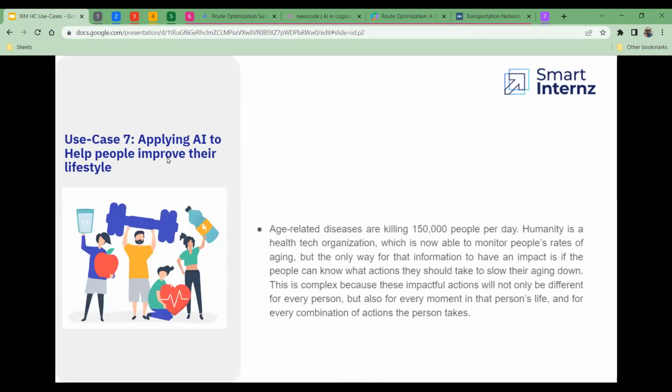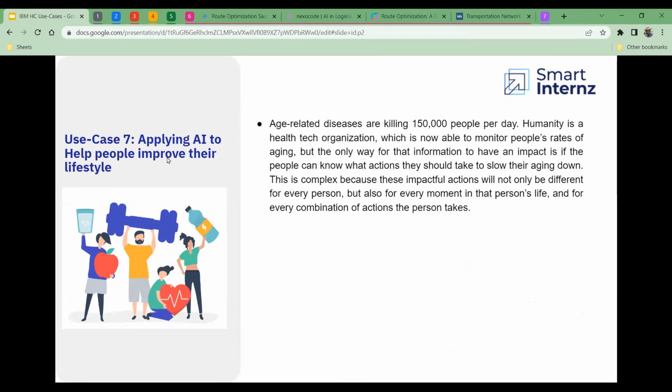So let's see the next one, use case 7, that's applying AI to health and helping people improve their lifestyle. This is the final one that we are going to discuss today. So let's discuss this.